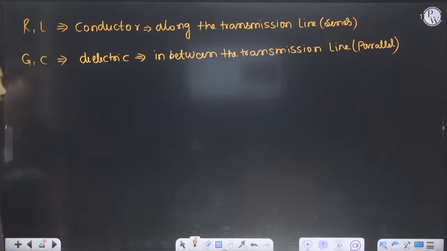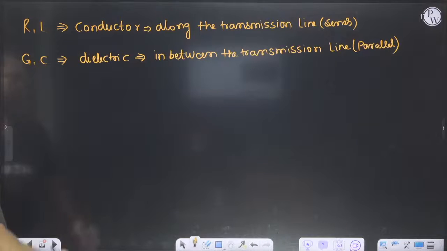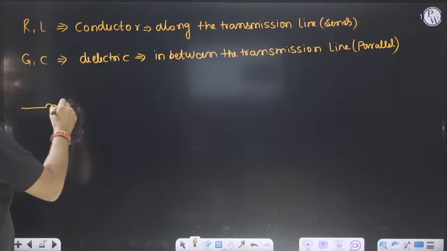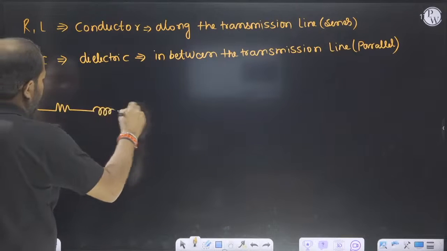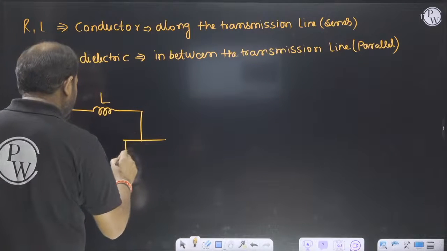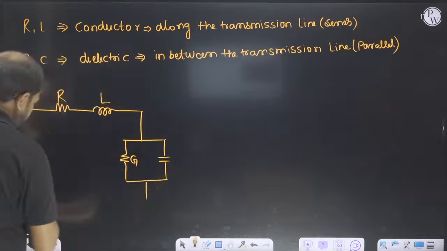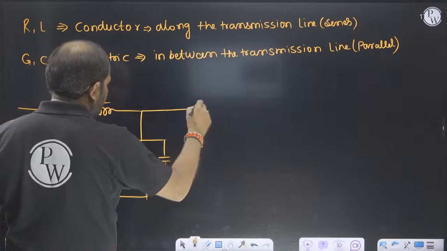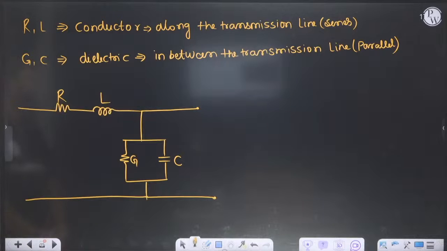Next is our RLGC. R and L, resistance and inductance, will be in series condition. Capacitance and G will be in parallel condition. So they are in series condition, and they are in parallel condition.